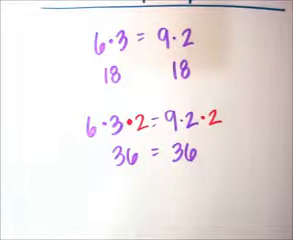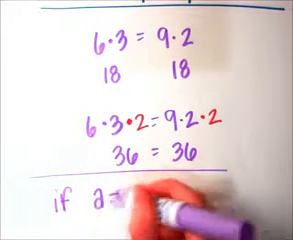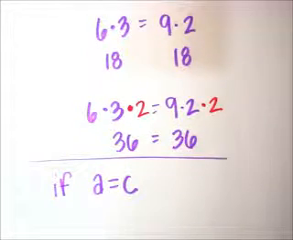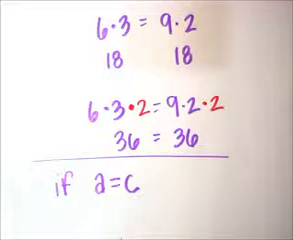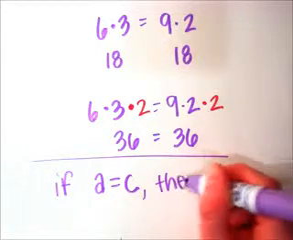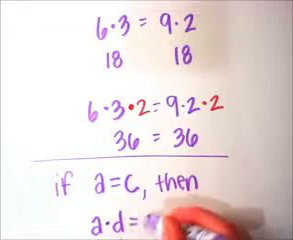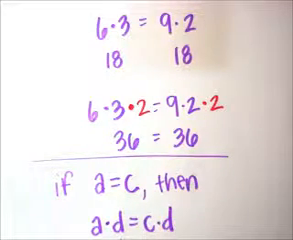To write this algebraically, we can write it as: if A equals C, so starting off like the previous problem did, if the left side and the right side are equivalent, then A times D is going to be equivalent to C times D.